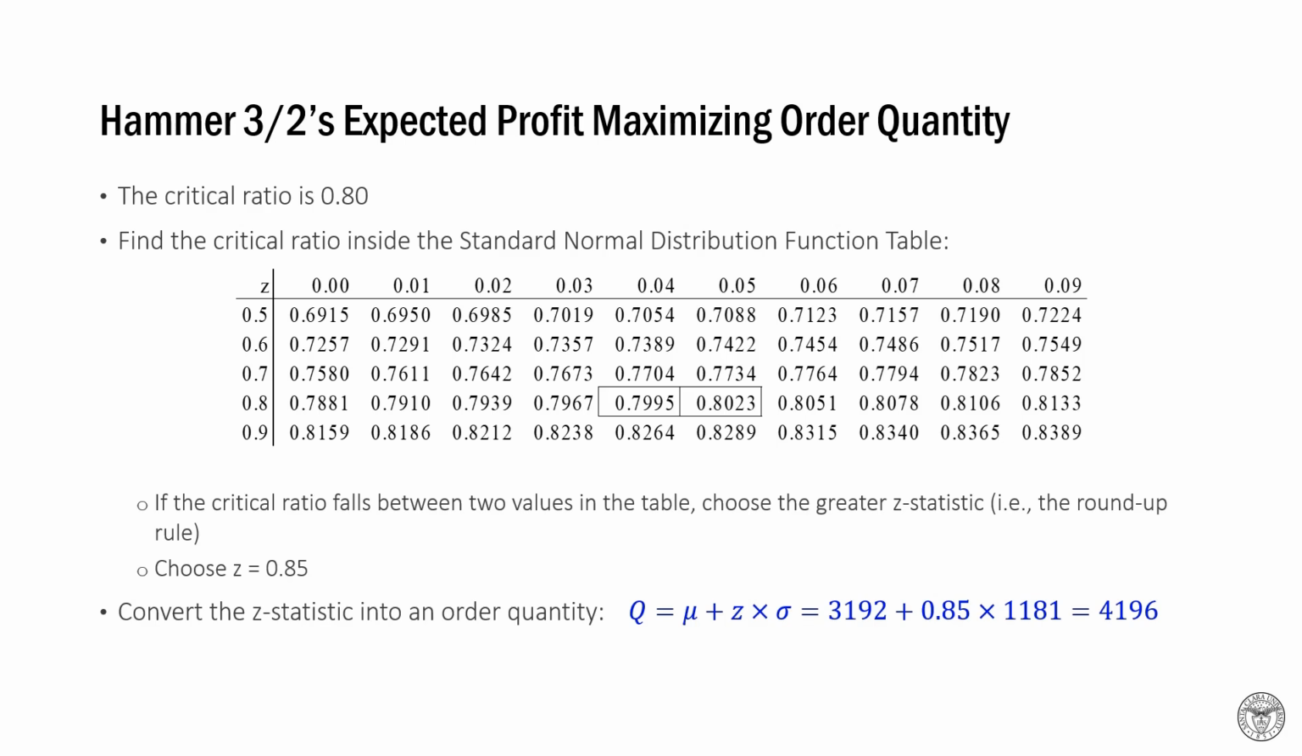In conclusion, by strategically determining our order quantity based on our critical ratio and the round-up rule, we can optimize our expected profit under conditions of uncertain demand.